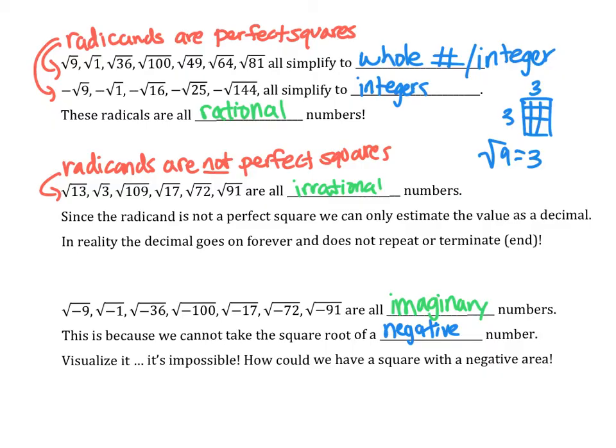We also know that in order to take a square root, we're saying what number times itself equals negative 9. Since a negative times a negative equals a positive, and a positive times a positive equals a positive, we can never square a number to get a negative number.